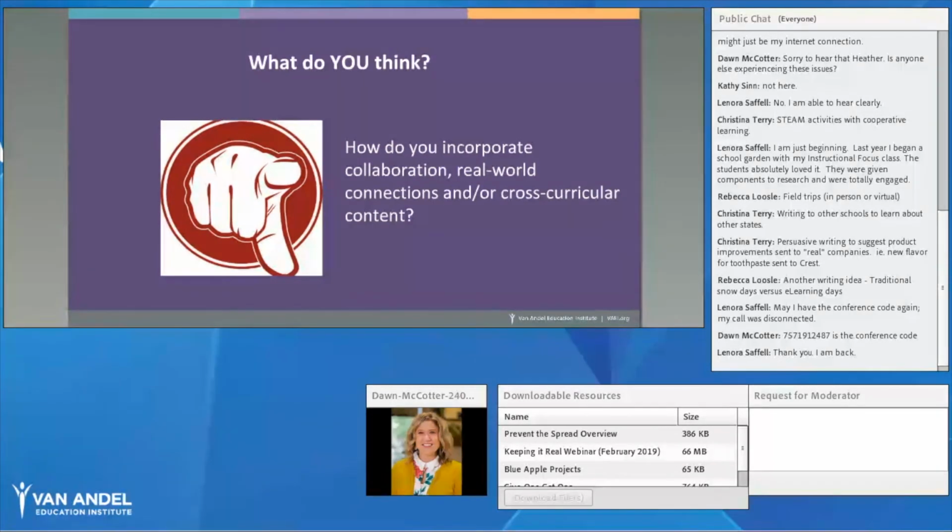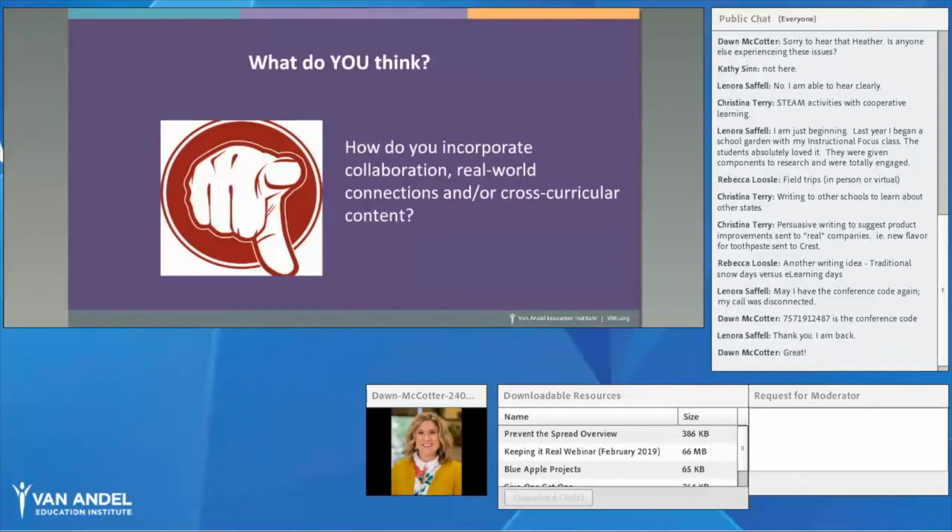Okay, thank you so much for your time. I just wanted to get an idea of what you are doing. How do you incorporate collaboration, real-world connections, and or cross-curricular content in your classroom? What are the things you are doing there? If you could just take a minute or so to think about that and share your ideas, I'd love to hear them.